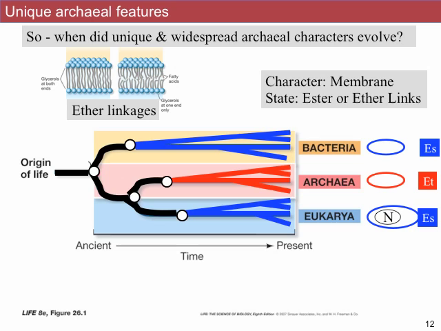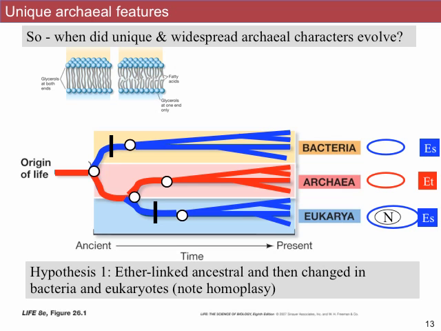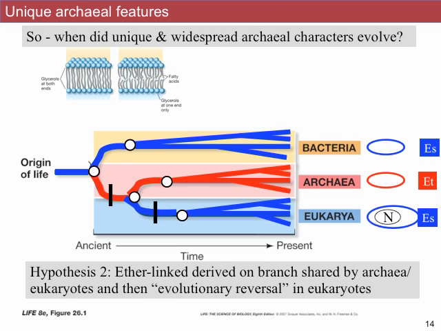So that's sort of ambiguous, but for many other features we can actually infer a likely scenario about their evolutionary history. So for example, there are some features that are present and widespread in archaea. One example of this I already mentioned briefly, which is the type of chemical bond inside their molecules that make up the membrane. Archaea have these ether linkages, bacteria and eukarya have ester linkages.